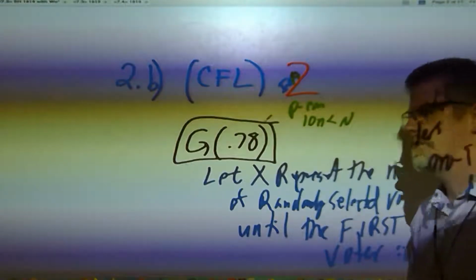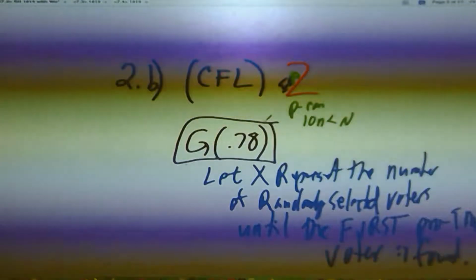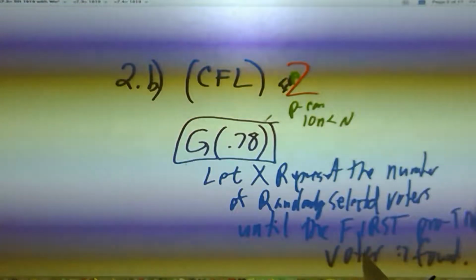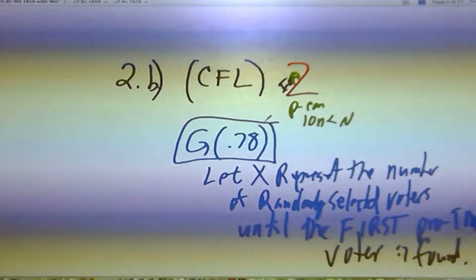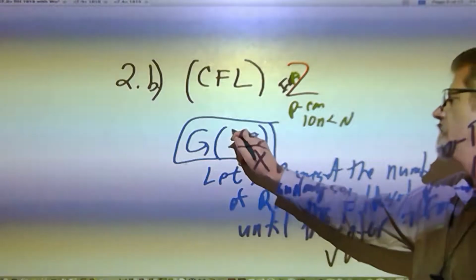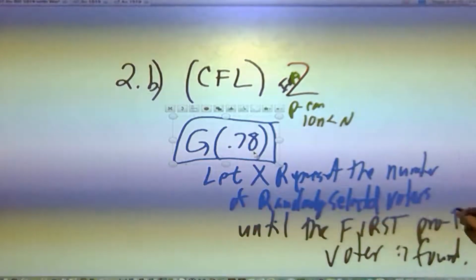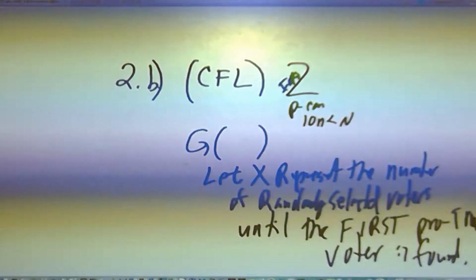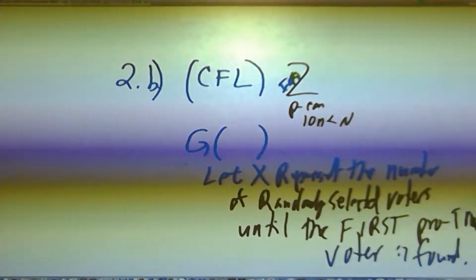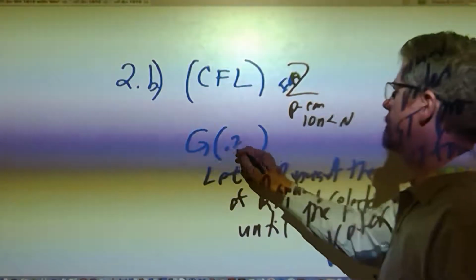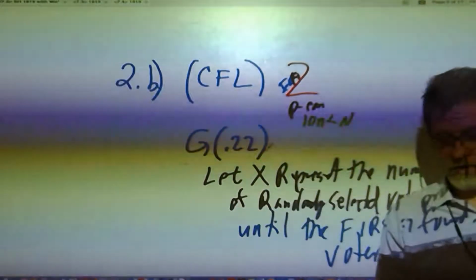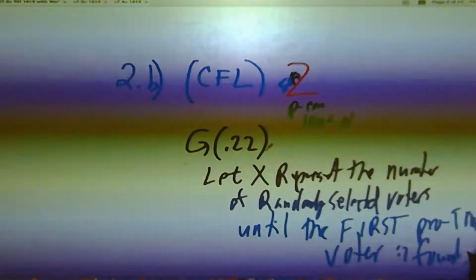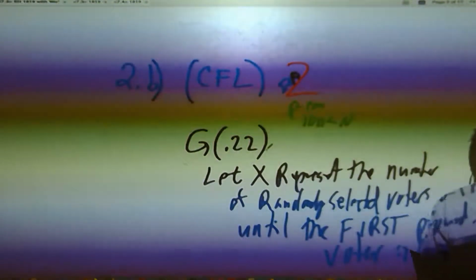Yes, go ahead. Why is it 0.78 instead of 0.22? Oh yeah, so let's see what they're asking for. It's probably the first, well, it said that did not vote for Trump. You're right, since they're talking about not voting for Trump as being success, you're right. I had the wrong one. I had voting for Trump. We want to make it not voting for Trump. So, thank you, Justin. 0.22.